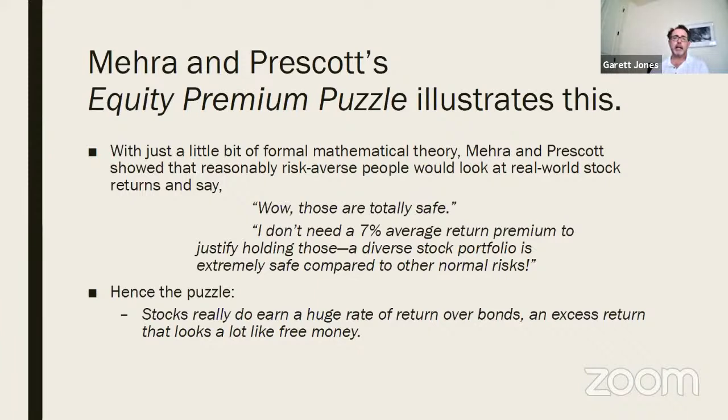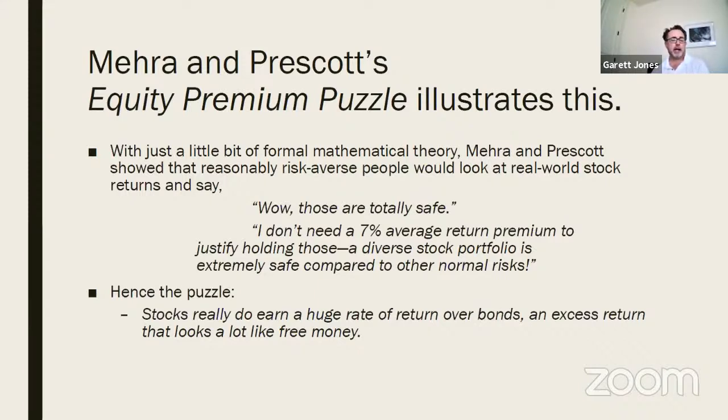So Prescott looked at this high rate of return on stocks, and they showed with just a little math that reasonably risk-averse people, at normal levels of risk aversion, who worry about losing their money, would look at these real-world stock returns and the risk associated with stocks and say, wow, those stocks are really safe considering how high a rate of return you get. I phrased it here: an investor might say something like, I don't need a 7% average return premium to justify holding stocks. A diverse stock portfolio just feels safe compared to other normal risks.